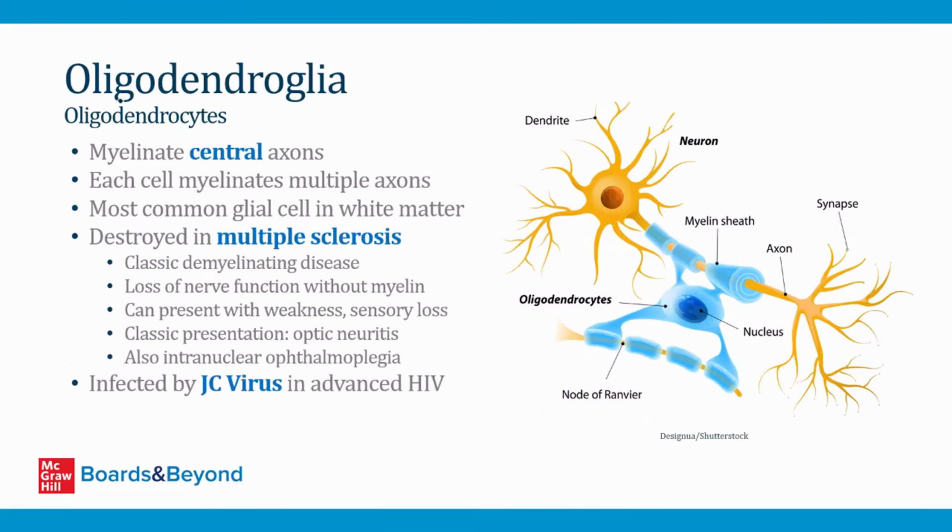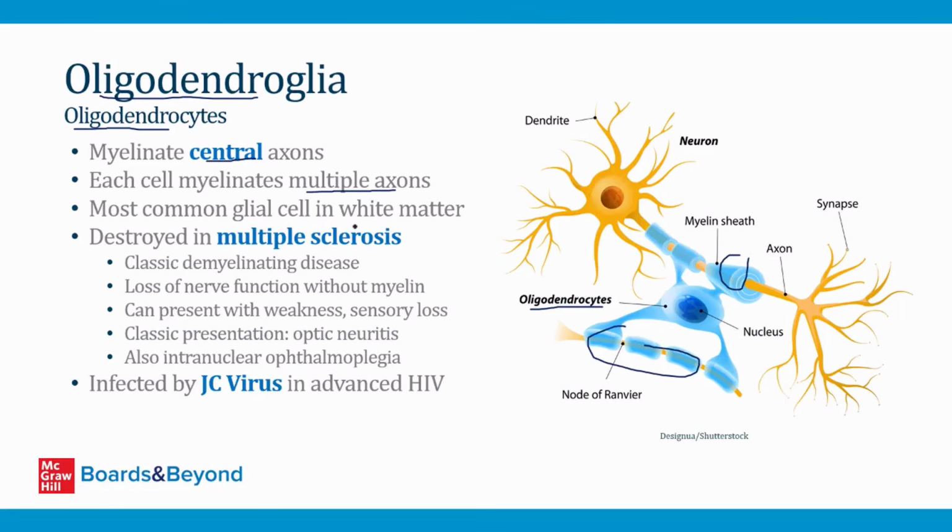Okay, our next cells we'll discuss are the oligodendroglia, also called oligodendrocytes. These are the cells that myelinate central nervous system axons. So they are the counterpart to the Schwann cells in the peripheral nervous system. One thing that's different about these cells than Schwann cells is that each oligodendrocyte can myelinate multiple axons, not just one, like we saw in the last slide. So this is depicted here. You've got an oligodendrocyte, and it's producing myelin sheaths for multiple different axons.